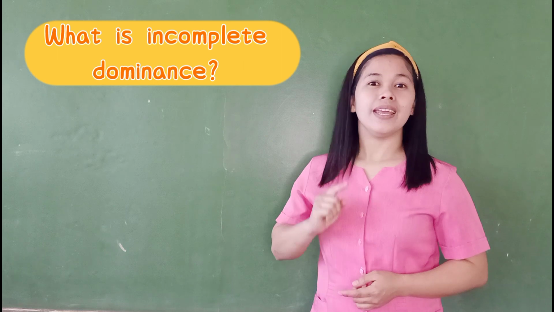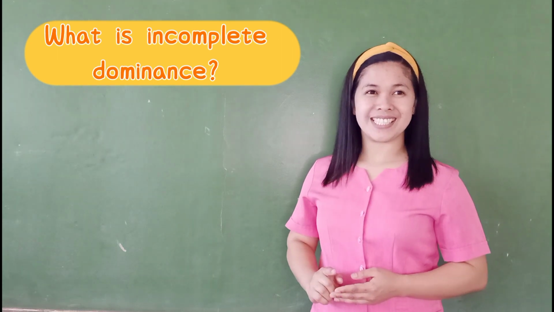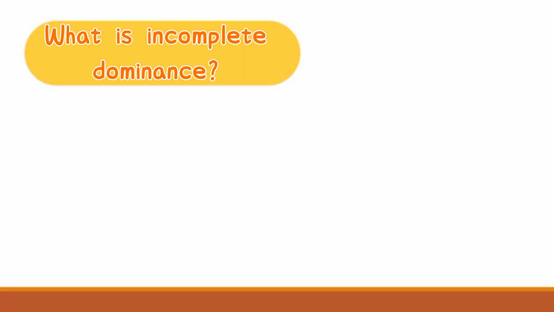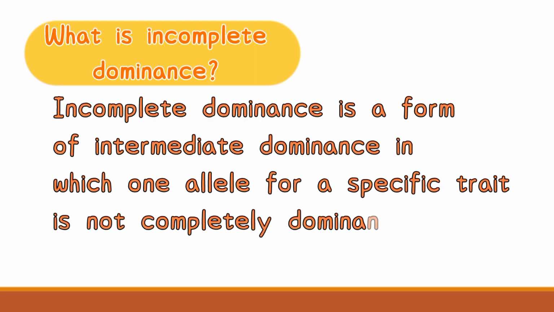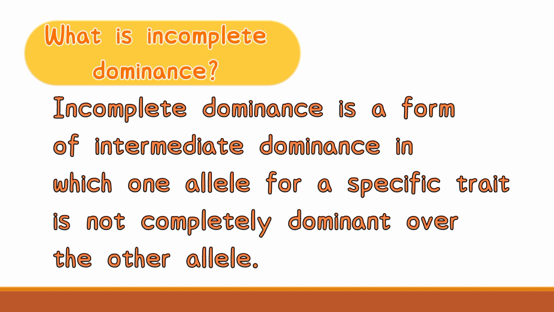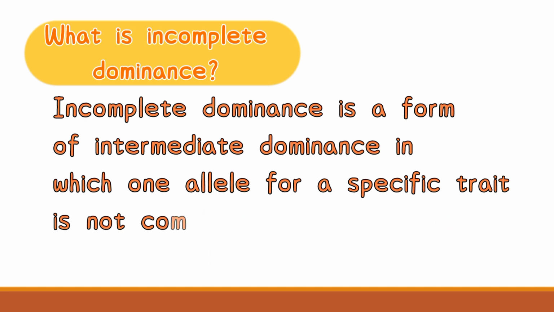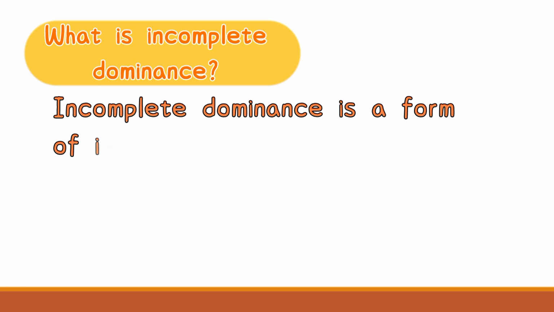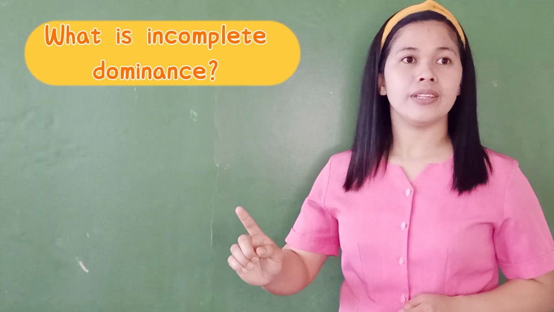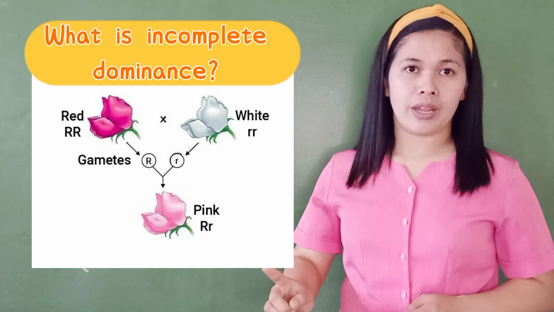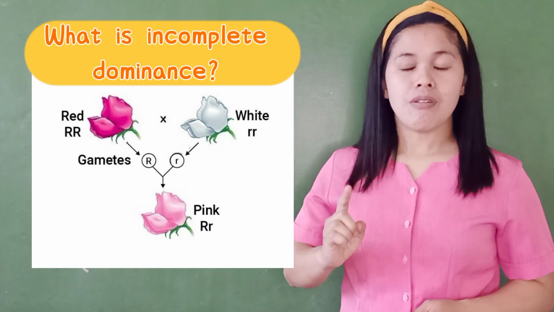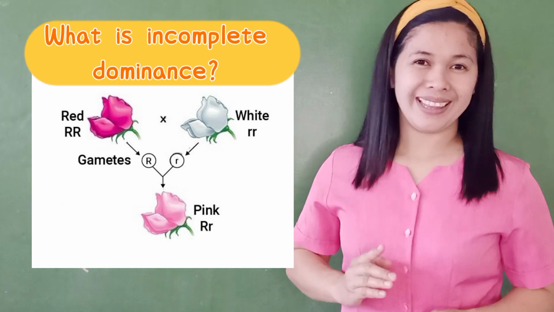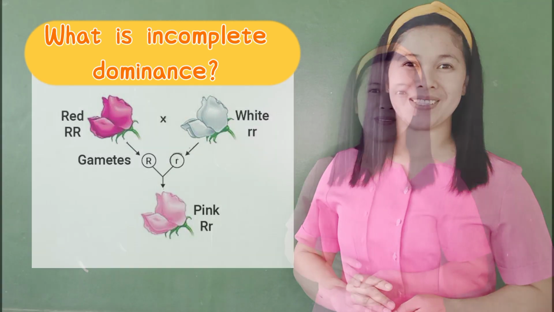What is incomplete dominance? Incomplete dominance is a form of intermediate dominance in which one allele for a specific trait is not completely dominant over the other allele. This results in a third phenotype, in which the expressed physical trait is a combination of the dominant and recessive traits.